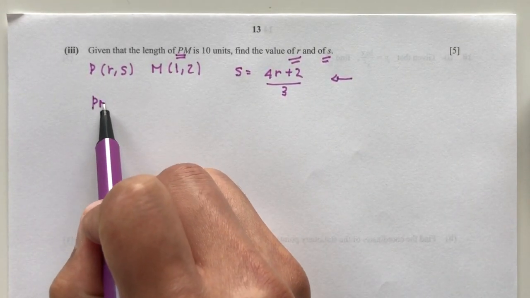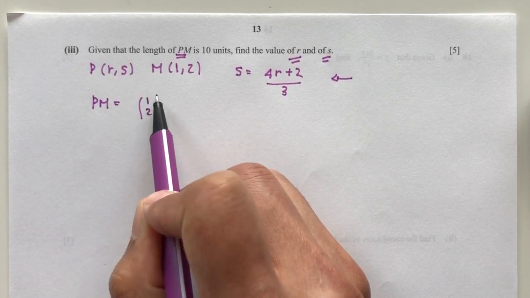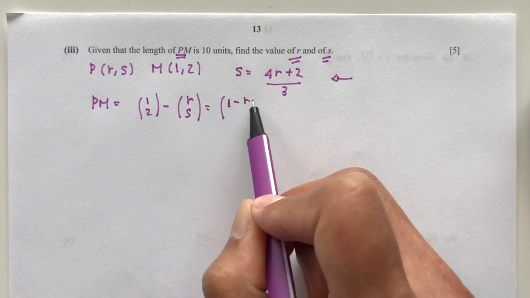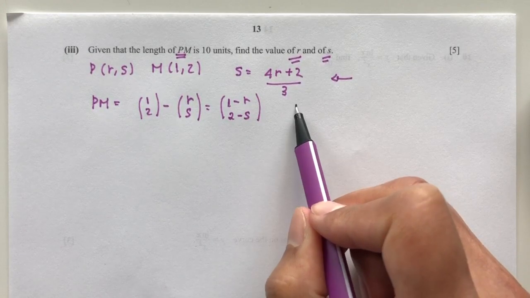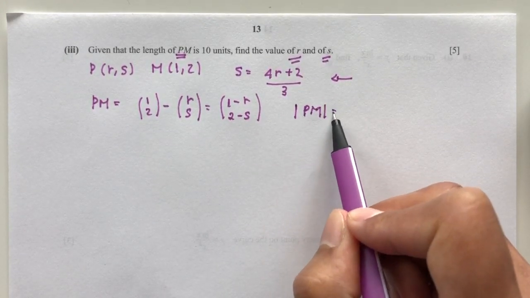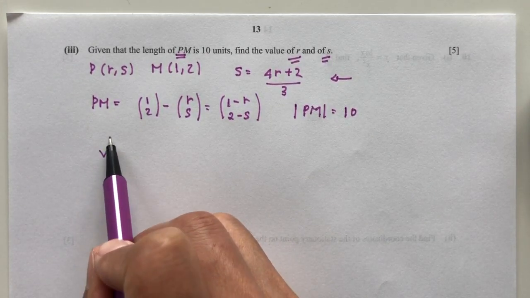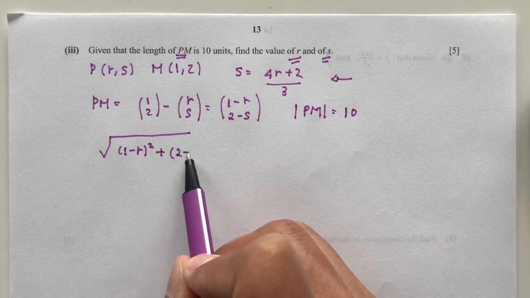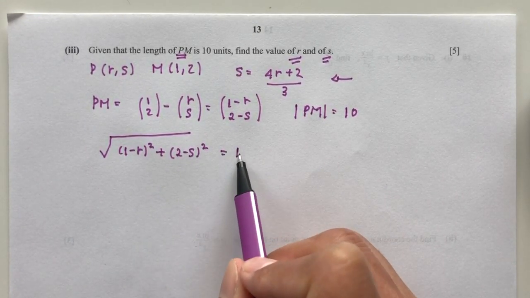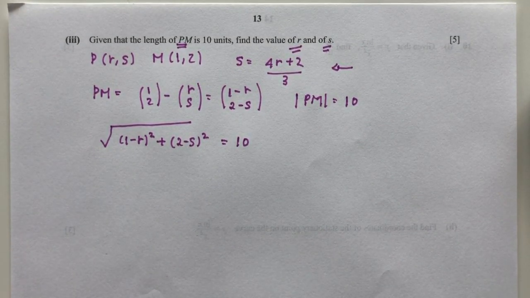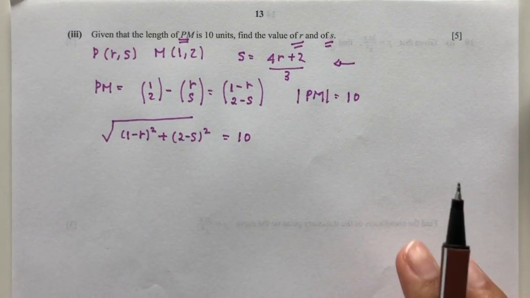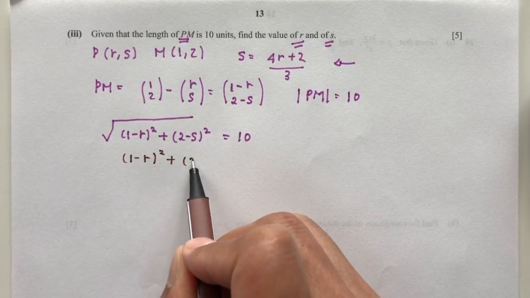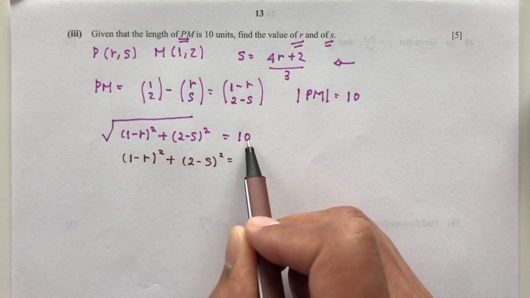So let's find the vector PM first. That will be OM, which is (1, 2), minus OP, which is (r, s). That will be (1 minus r, 2 minus s). And we know that the magnitude of PM is equal to 10, which is the square root of (1 minus r) squared plus (2 minus s) squared, is equal to 10. Now we can solve this. We have to send the square root to this side. You will have square, so it will become (1 minus r) squared plus (2 minus s) squared equal to 10 squared, which is 100.